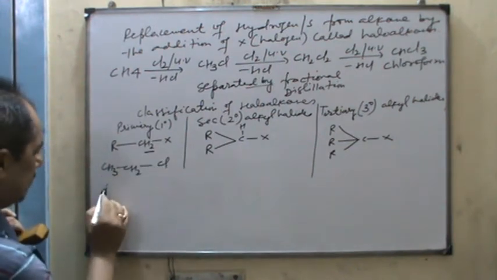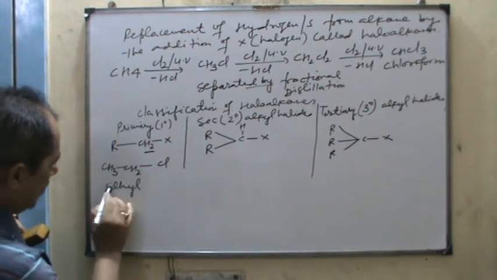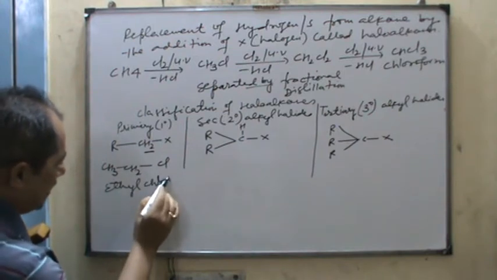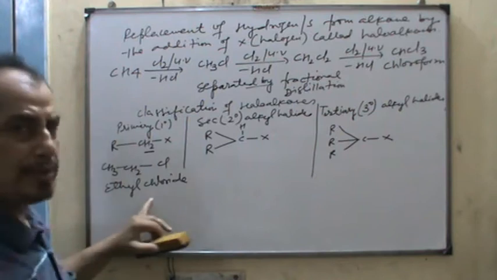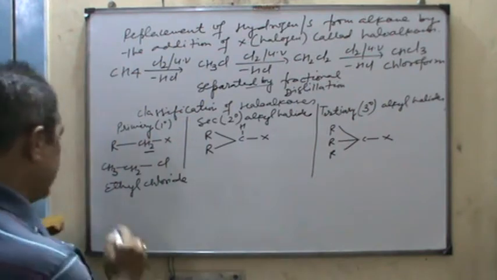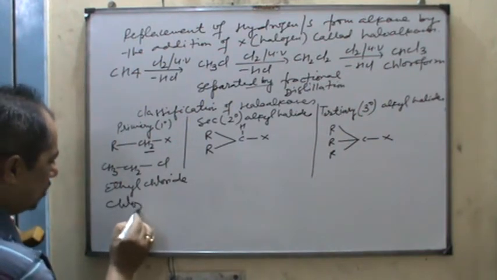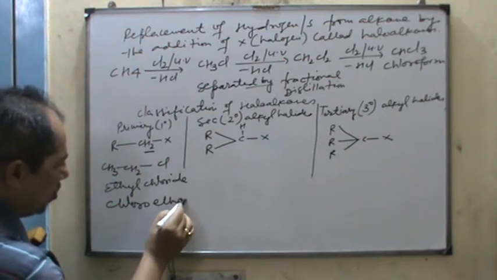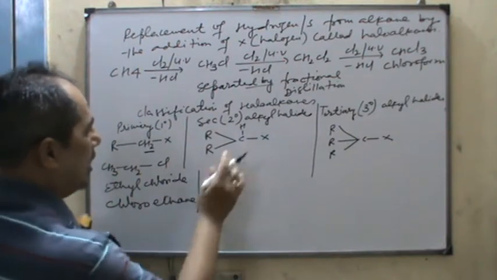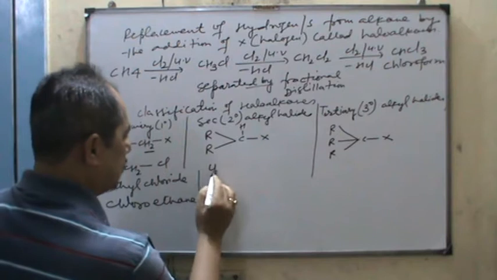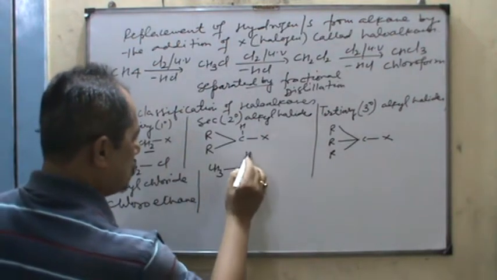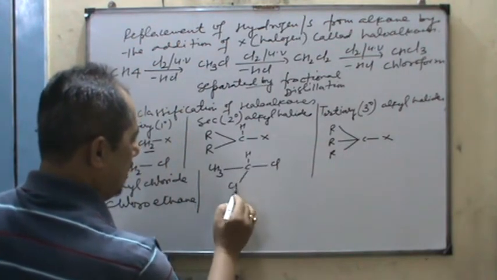I write here CH3CH2Cl, which is called ethyl chloride, or in IUPAC system, chloroethane. You know the name, chloroethane. I write here CH3CHClCH3.